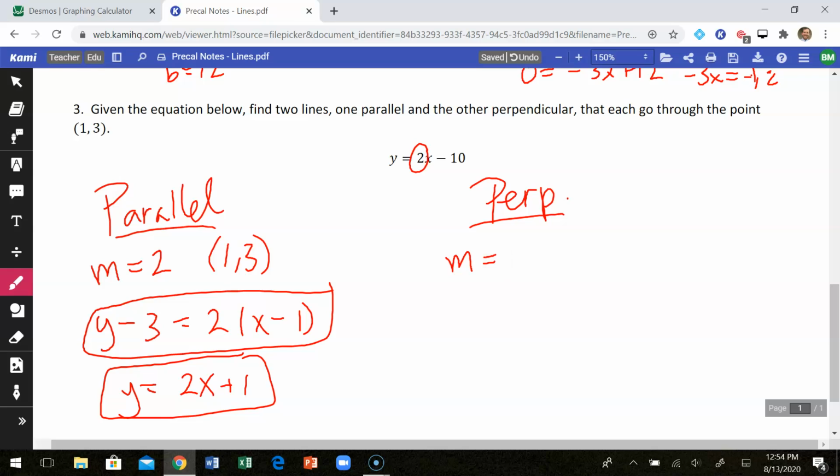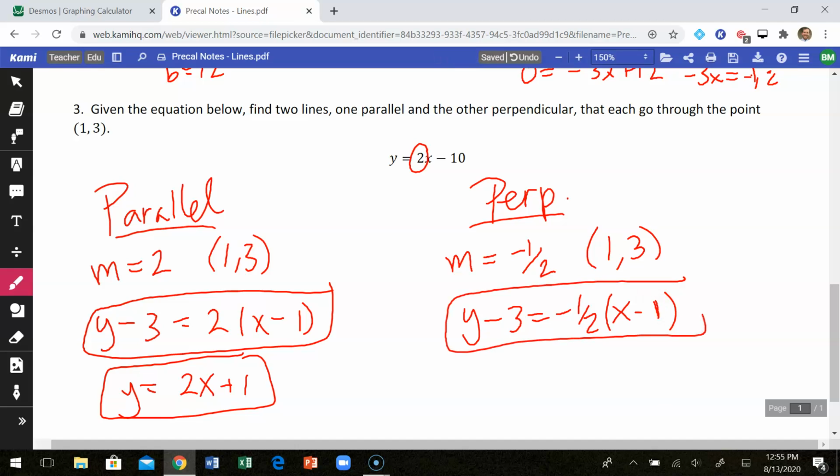And then for perpendicular, the only thing you have to change here is that your slope is not 2. Your slope is opposite and reciprocal of that. So your slope is going to be negative 1/2. And the point is going to be, again, still going through (1, 3). And so we have y minus 3 equals negative 1/2 times x minus 1. So that's one way I could write it.